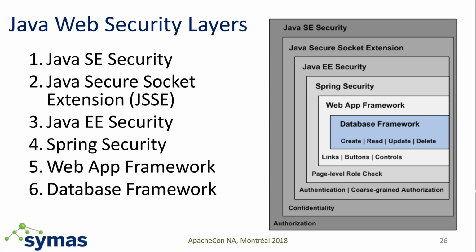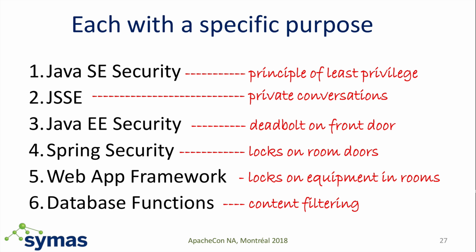But on the outer, we have Java SE security, which we've already talked about, that's mandatory access control. Secure Socket Extension, that's confidentiality. EE security, that's authentication and coarse grain authorization. Spring Security we're going to use for medium grain authorization. Web app framework is for controls, databases for content of the data. So all these layers have different things that you can do with them. They're not all the same.